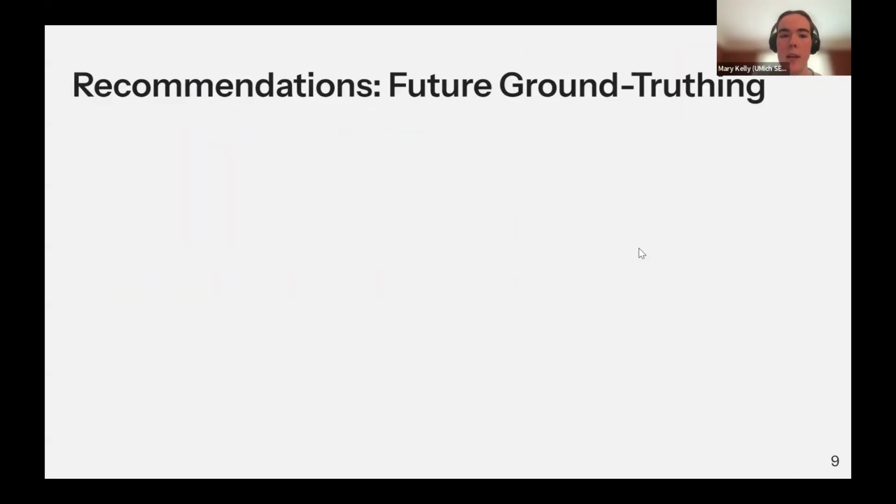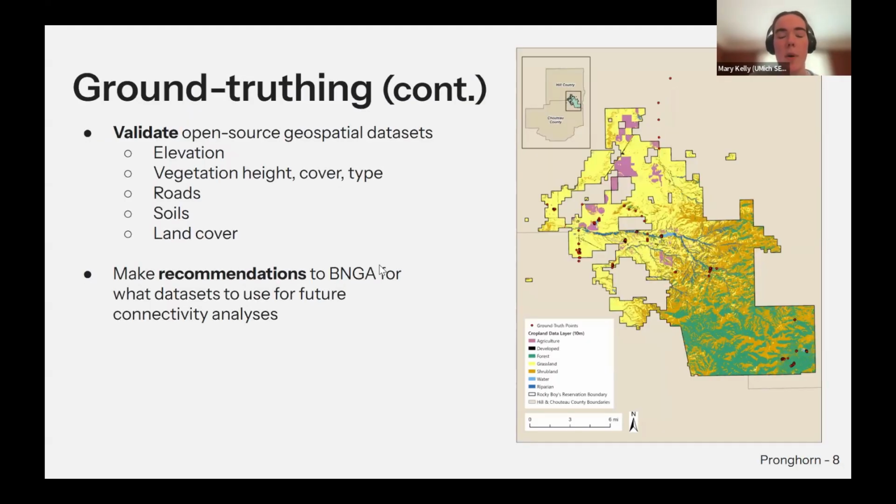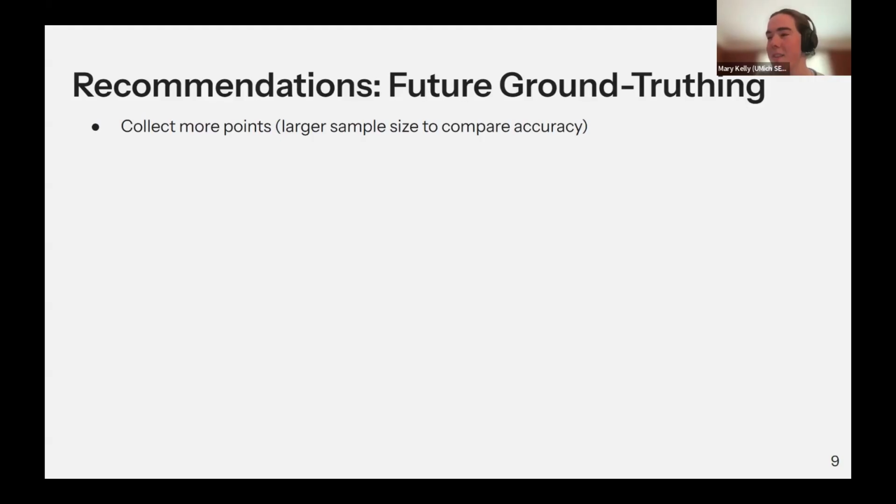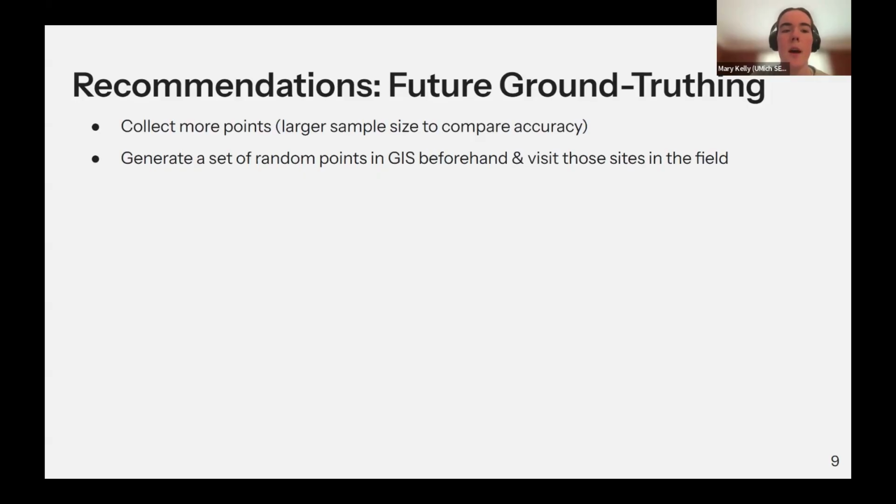And from all of this, we made recommendations to BNGA about what data sets to use for future analyses. The first thing we recommend is to collect more points. So we collected around 392 points. We recommend sort of a larger sample size than that to compare the accuracy a little bit better. It makes things a little bit easier. We also recommend maybe generating a set of random points in GIS, Geographic Information Systems, sort of your mapping software, beforehand, and then visiting those sites in the field.